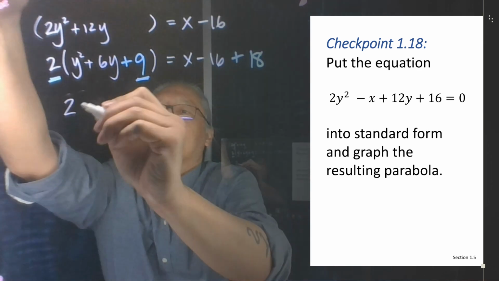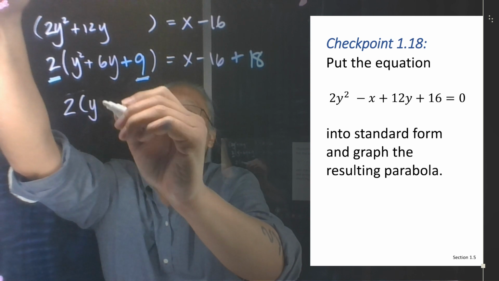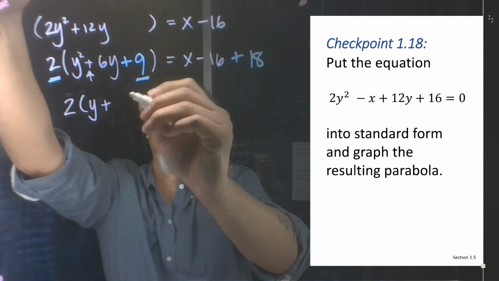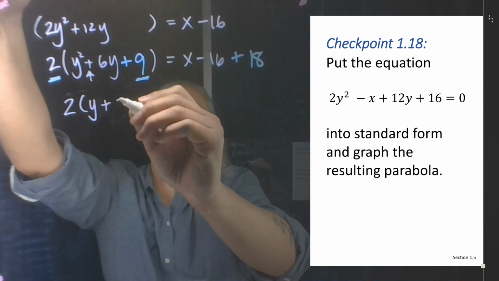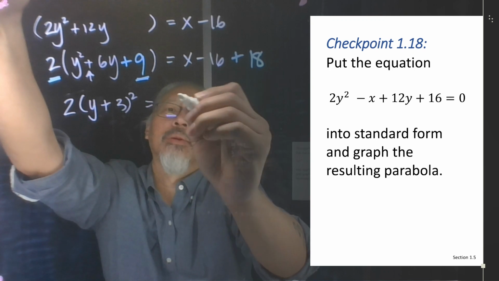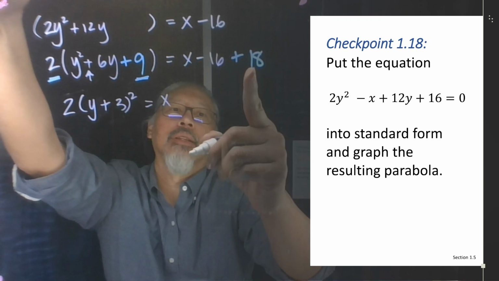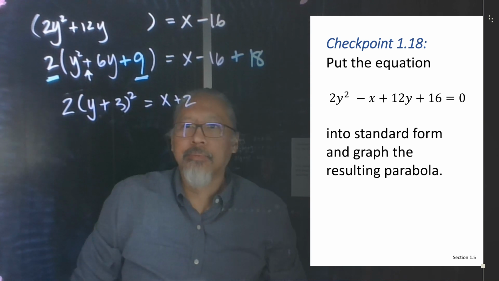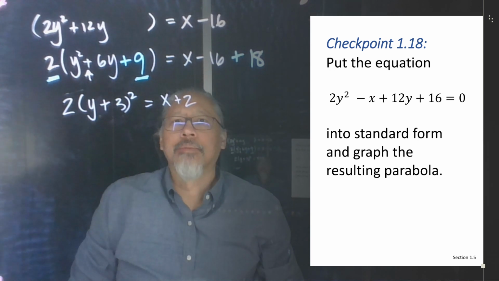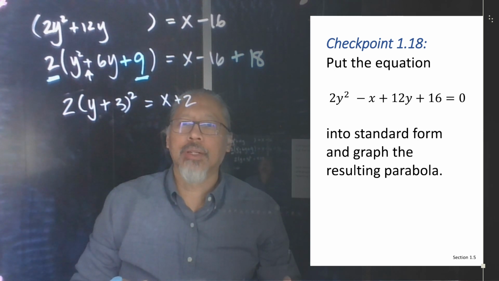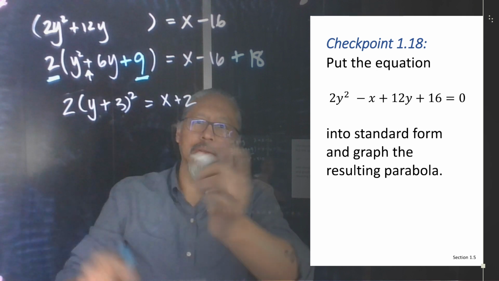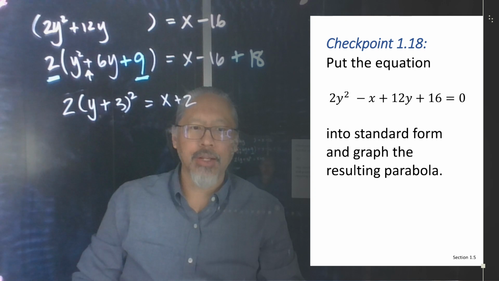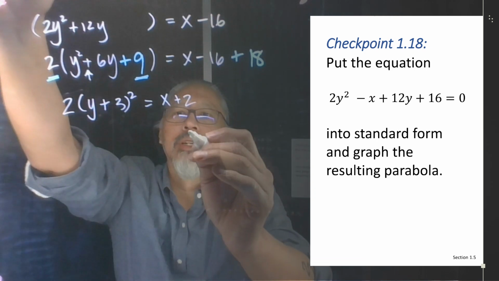Okay, now let's continue on. We know that this is now a perfect square, so this is y, and then the same sign as this, which is a plus, and then the square root of 9 is 3. And then we have x, and then this will just become positive 2. Okay, so this is our standard form. I don't know if you want to bring this 2 over to the other side, but I don't think it'll matter much. But I think we're ready to try to graph this.